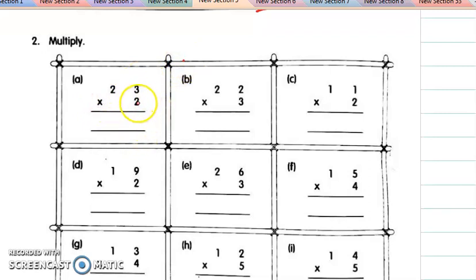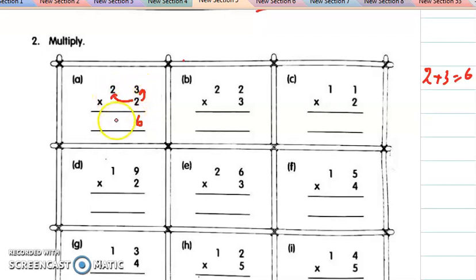What you will do, you will multiply this first number here with this one, 2 times 3. We know 2 times 3 is 6. So I will write here 6. And then first this number with this one, and then this number with this one. This will be the way to multiply.